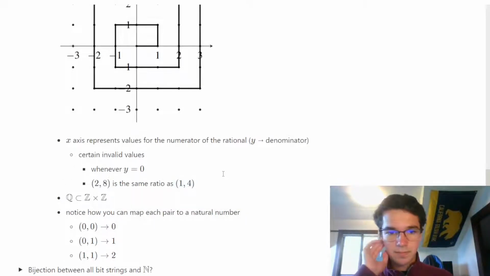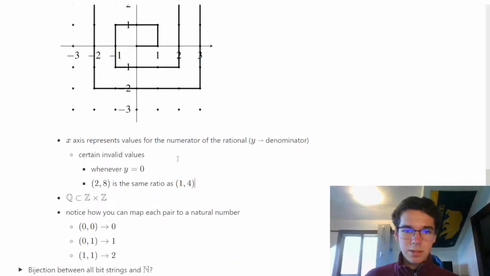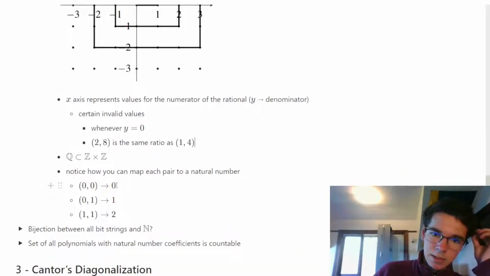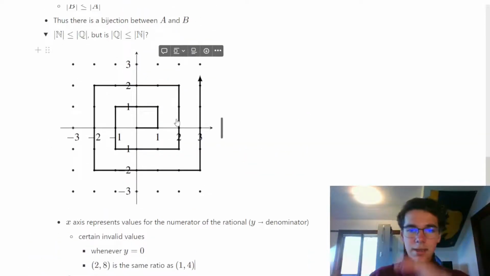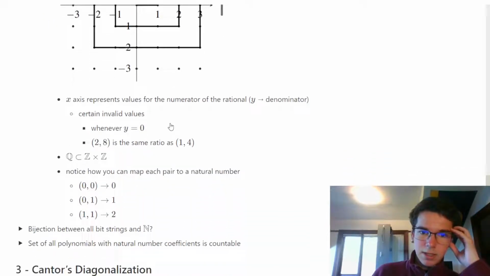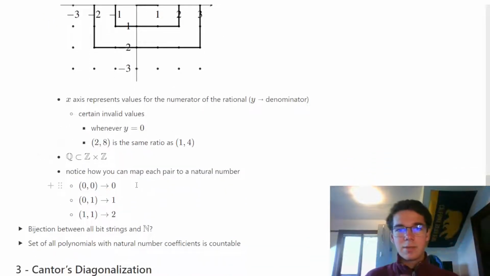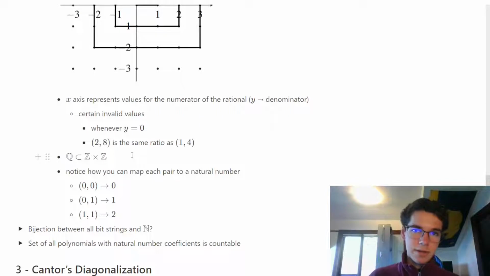It's 1, 4. But we can also see that we can create a mapping between every natural number and every possible pair in this setup, right? So if we can create a mapping between every natural number and every number in z by z, that means that z by z is countable. And because Q, the set of rational numbers, is a subset of z by z, which is countable, then the set of rational numbers is also countable. Okay?